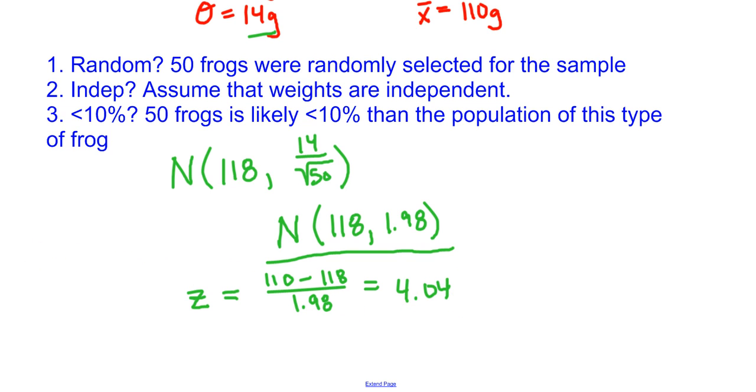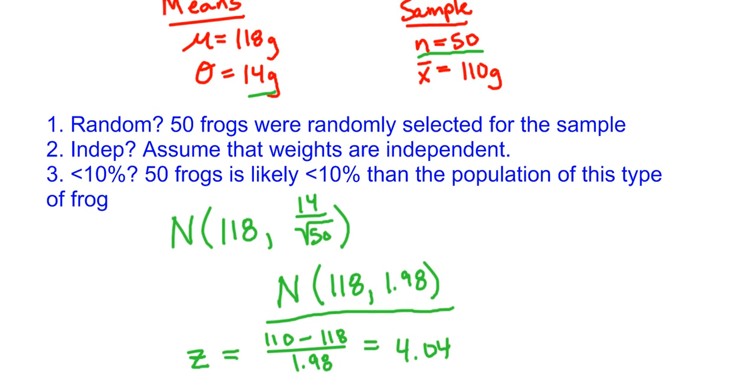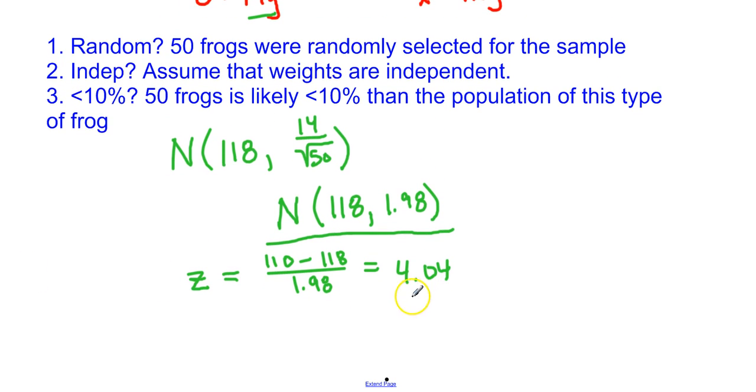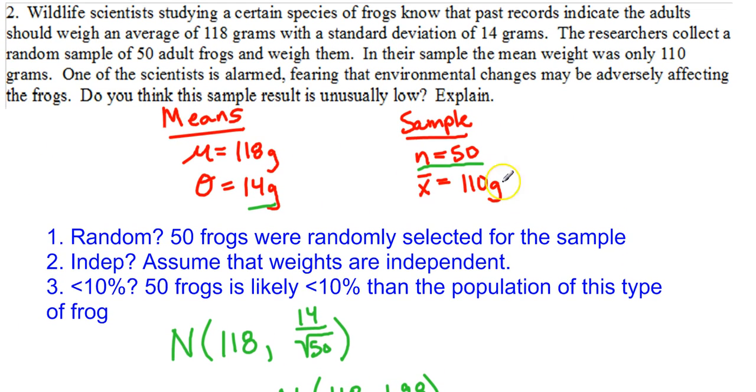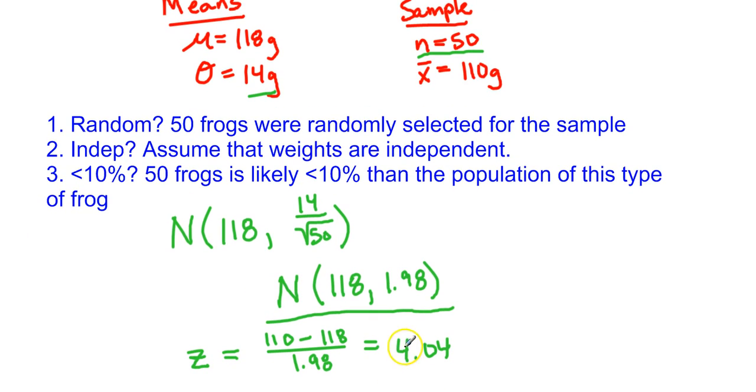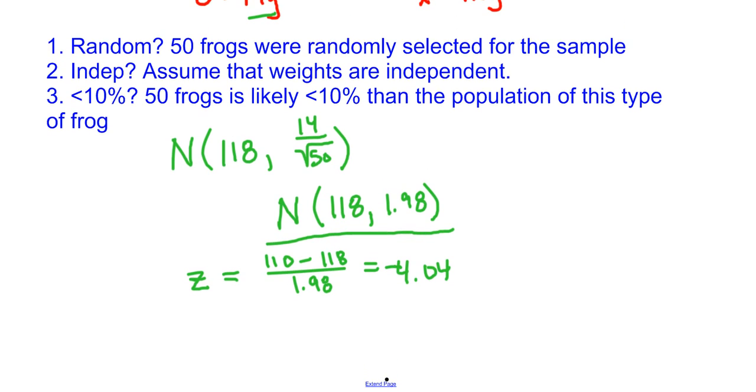So this is great. What we need to do now is address the question. We know that our z-score is 4.04, but what does that mean? Well, in this case, it means that our sample mean weight of 110 grams is actually negative 4.04 standard deviations away from the mean, meaning that it's over 4 standard deviations below what we would expect to happen based on this sampling distribution.